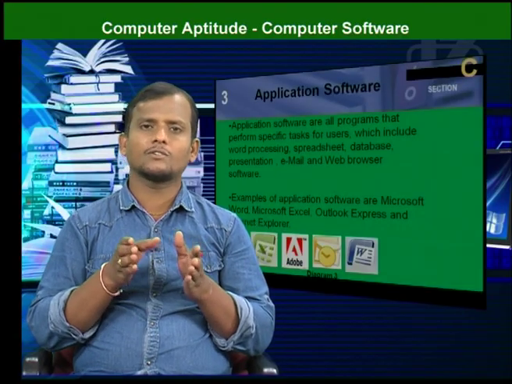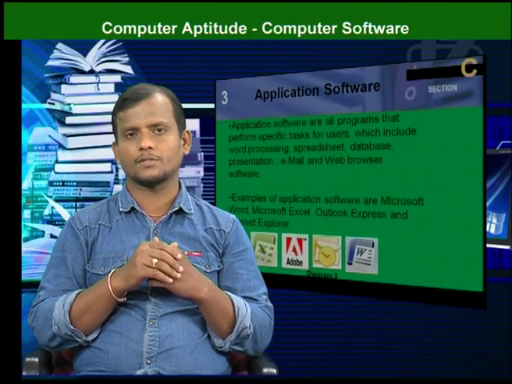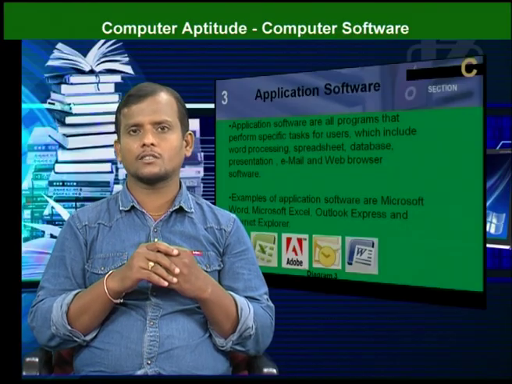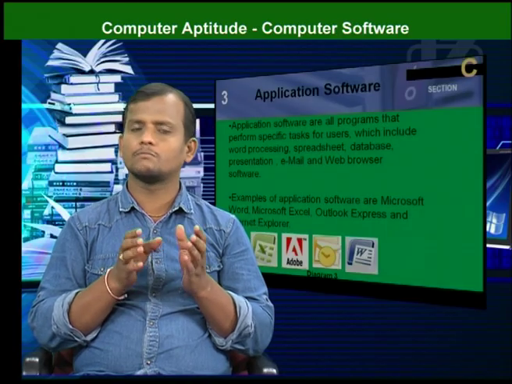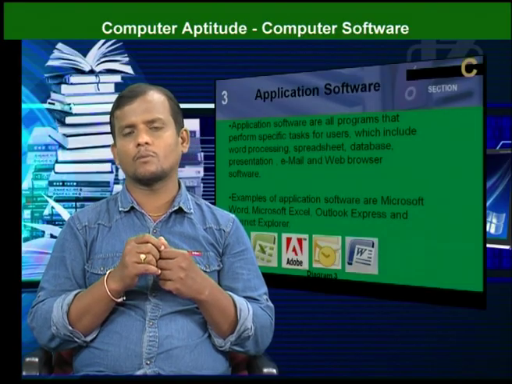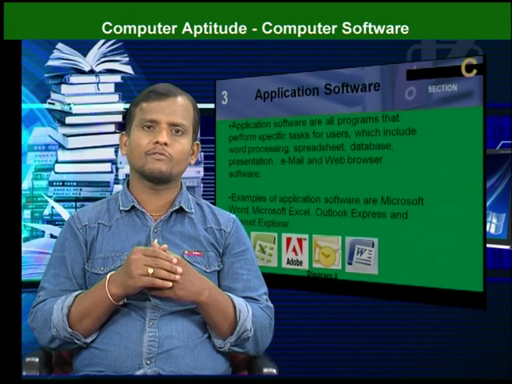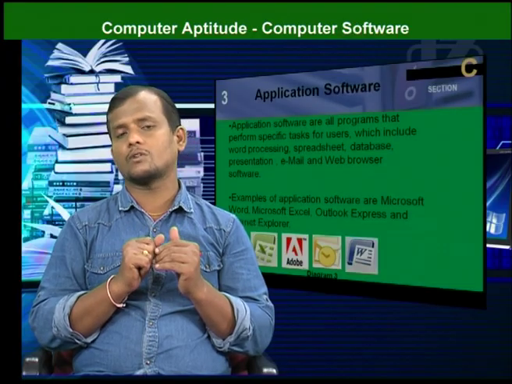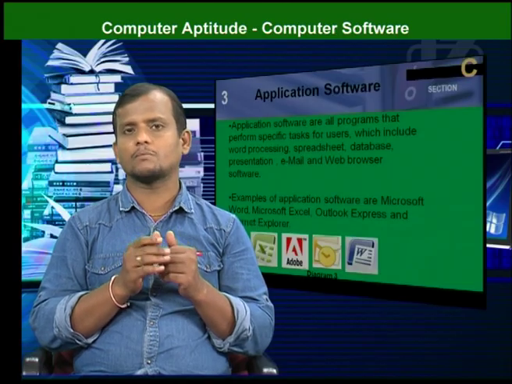So these application software are built for a specific purpose. A few examples of application software are Microsoft Excel, Microsoft Word, Outlook, Internet Explorer, and even PowerPoint presentation, the thing you can see on the screen. These are meant for some specific task. That's why those software are called application software, which are used for a specific purpose or a specific reason.